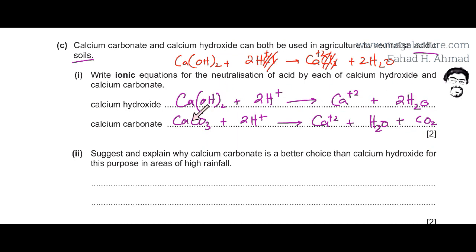The same could be done with calcium carbonate reacting with an acid. It's going to produce a salt, a water molecule, and a carbon dioxide molecule. So you can think of calcium carbonate reacting with 2 molecules of HCl, producing calcium chloride, water, and CO2. And you can just get rid of the chloride ions because they are spectator ions. Next part of the question is, suggest and explain why calcium carbonate is a better choice than calcium hydroxide for the purpose in areas of high rainfall.